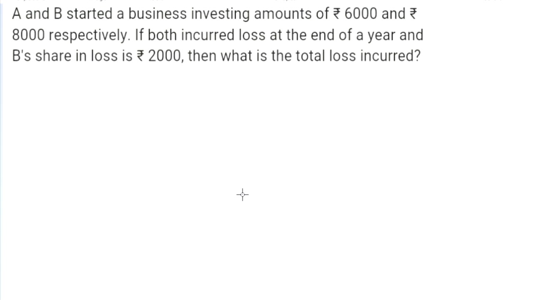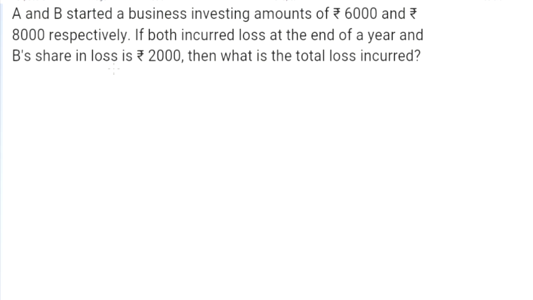Here A and B started a business investing amounts of rupees 6,000 and rupees 8,000 respectively. If both incur a loss at the end of the year and B's share in the loss is 2,000, what is the loss incurred? Like I said again, in profit or loss, the investment ratio will always be equal to the profit or loss ratio, right?